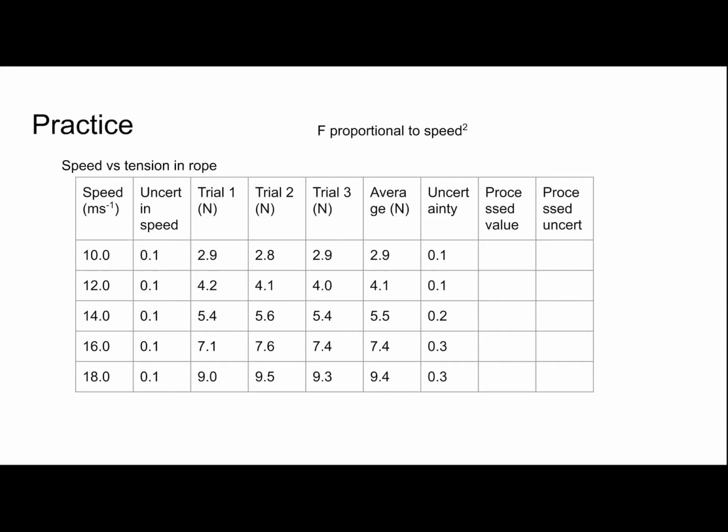Alright, here's a practice one. Speed versus tension in a rope. In this case, I'll tell you that F is proportional to speed squared. So F is proportional to V squared. This is the table. We have speed, uncertainty in speed, trial 1, trial 2, trial 3, average, uncertainty in the average, process value, and process uncertainty. Try to fill out the process value and the process uncertainty. Pause the video now and keep watching after you're done.